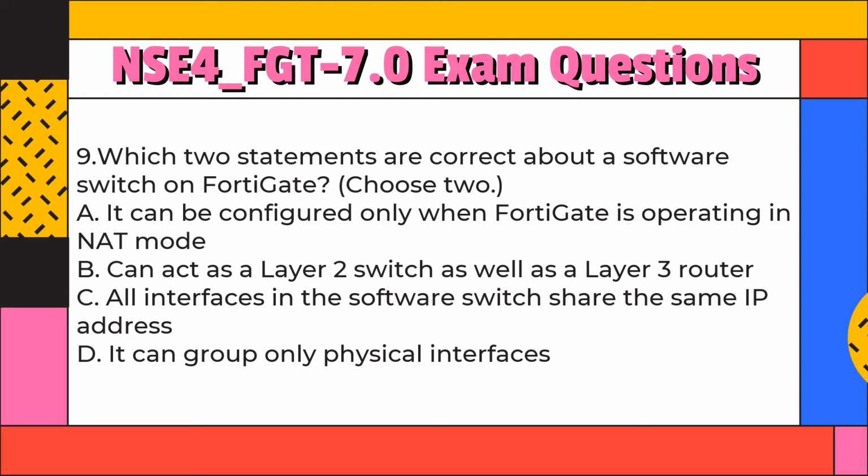9. Which two statements are correct about a software switch on FortiGate? Choose 2. A. It can be configured only when FortiGate is operating in NAT mode. B. Can act as a Layer 2 switch as well as a Layer 3 router. C. All interfaces in the software switch share the same IP address. D. It can group only physical interfaces.